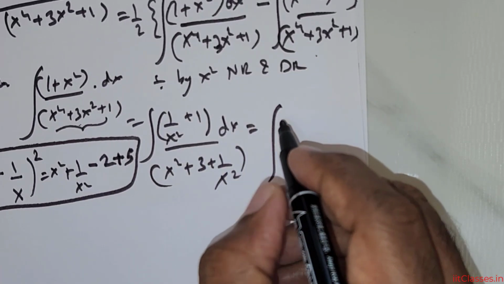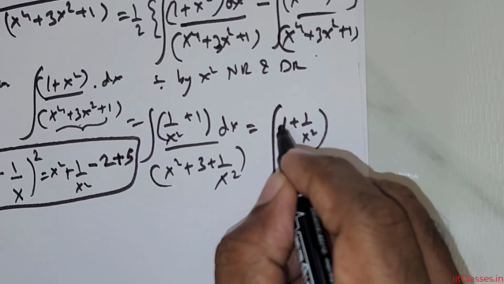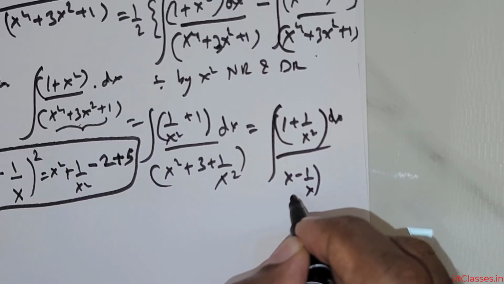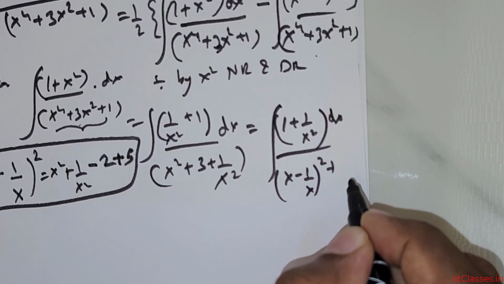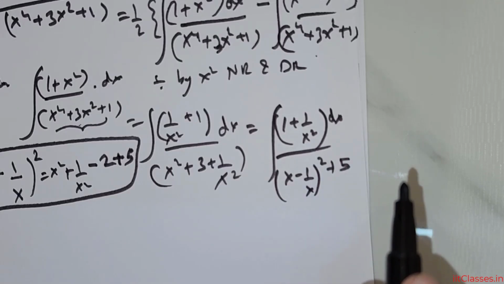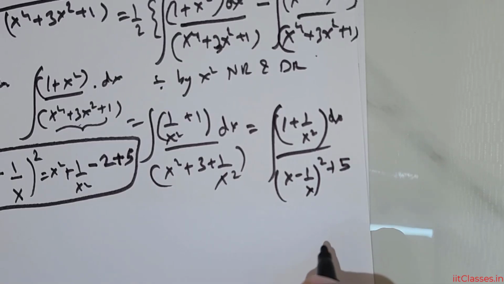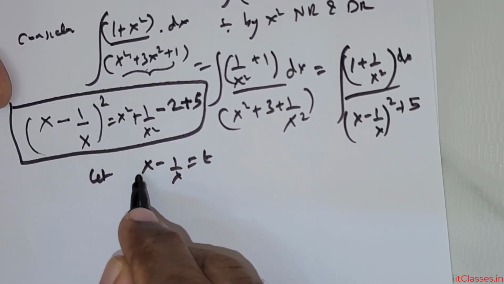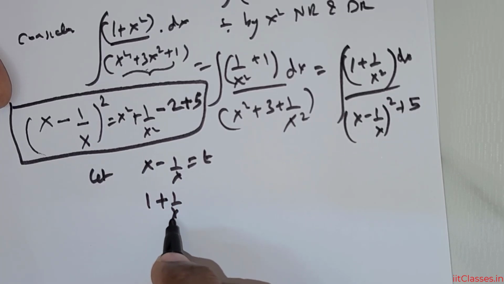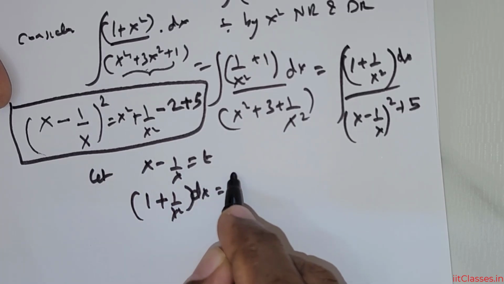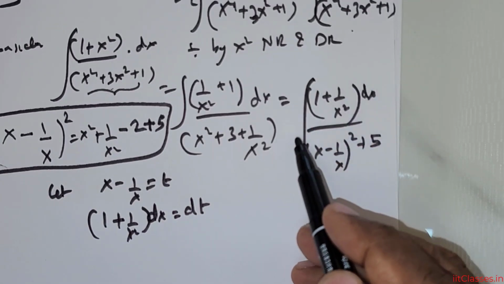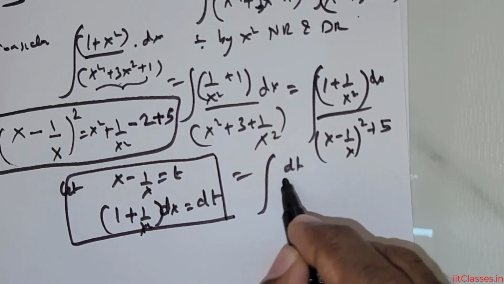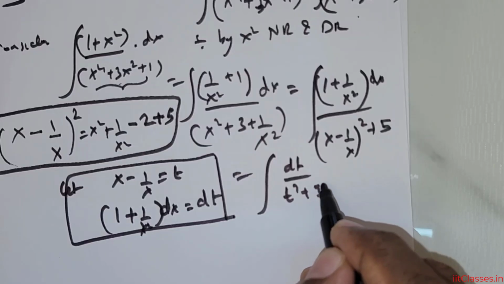So this is equal to the integral of (1 plus 1 over x squared) dx divided by (x minus 1 over x) raised to the power of 2 plus 5. Okay, fair enough. Now let me make the following substitution. Let x minus 1 over x be equal to t. You differentiate this, you get 1 plus 1 over x squared times dx. You differentiate t, you get dt. So clearly that's exactly what you got here. So this is going to be equal to dt divided by t squared plus 5.